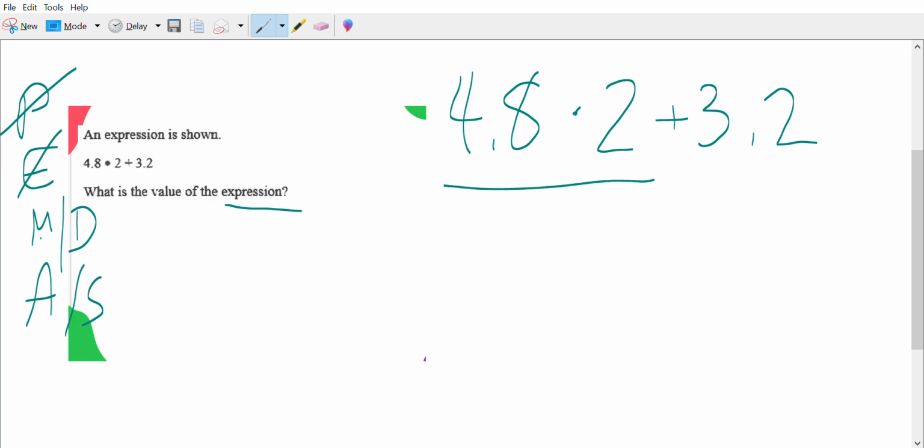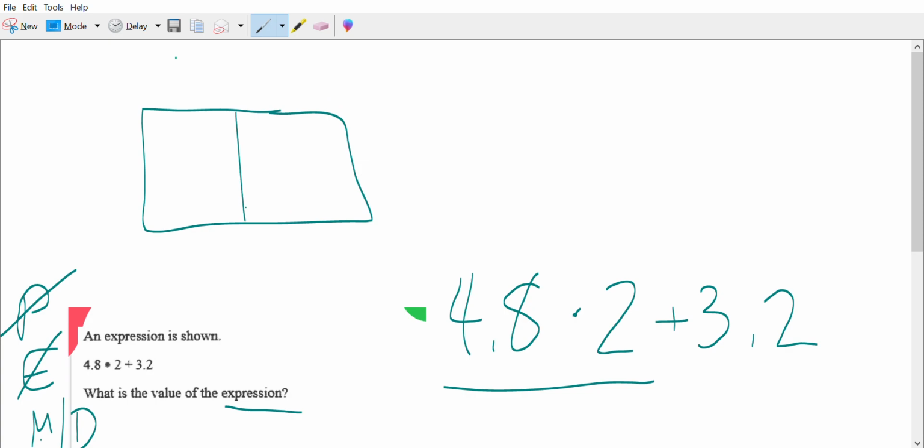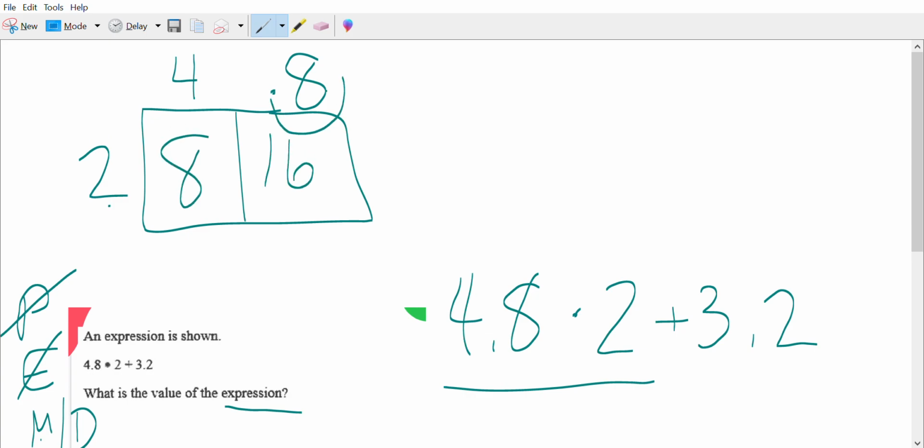That's this right here, 4.8 times 2. I'm going to go ahead and solve it up top. 4.8 breaks down into 4 and 0.8, and 2. 2 times 4 is 8. 2 times 8 is 16. One decimal place. One decimal place. So we have 8 and 1.6. We end up with 6 and 9, so 9.6.